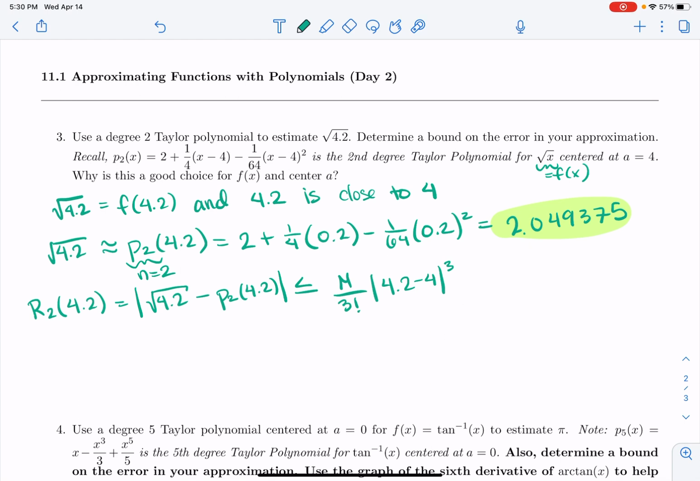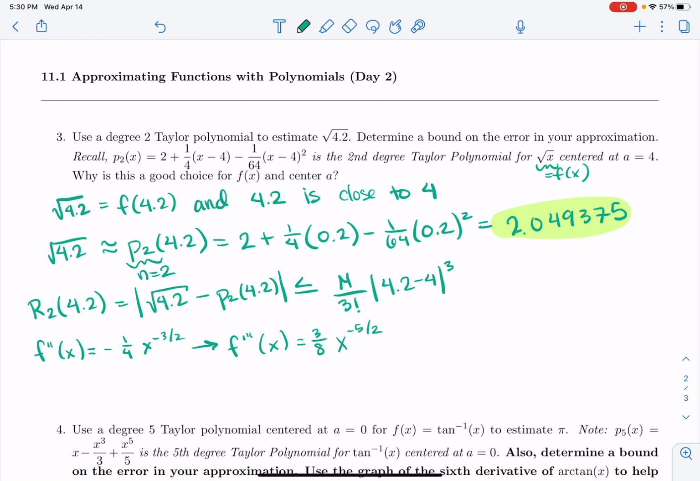And now we just have to figure out what M is. Okay, so what did we have as our f double prime of x based on our work yesterday? I'm going to go back to that. That was number 2 on our work from yesterday. The second derivative was minus 1/4 x to the minus 3/2. So we need our next derivative. f triple prime of x is equal to 3 over 8 times x to the minus 5/2.